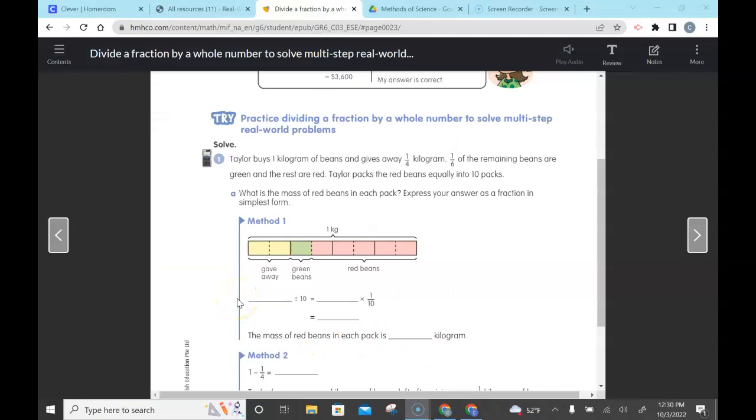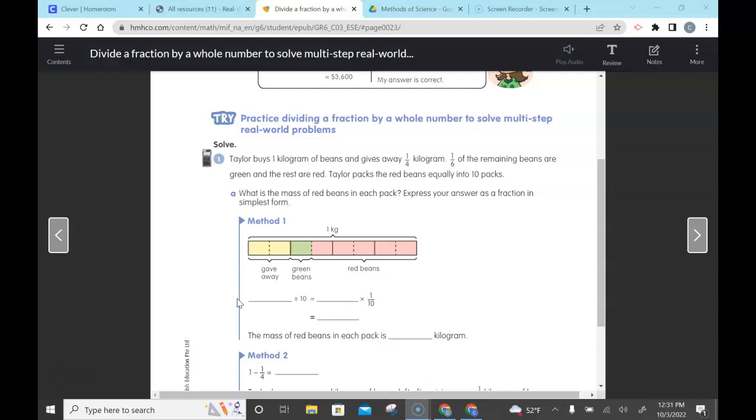Okay, now let's take a look at page 107. And on page 107, it says we're going to practice dividing a fraction by a whole number to solve multi-step real-world problems. Now, sometimes we think just because we see a whole number, that's going to be the dividend, but that's not necessarily going to be the case all the time.